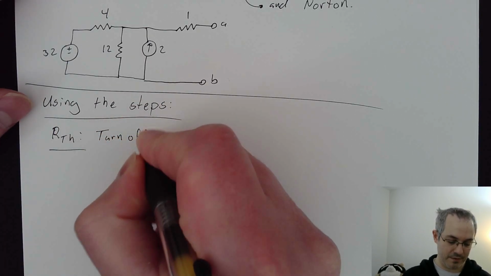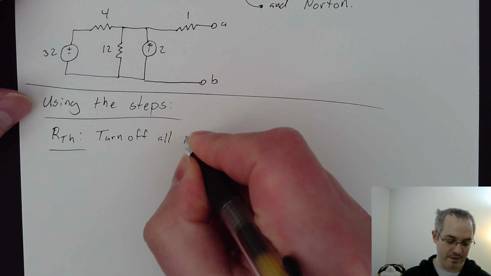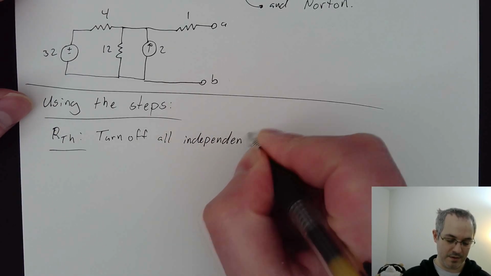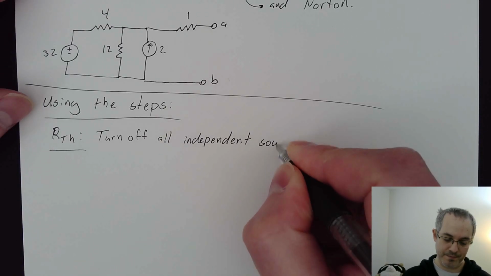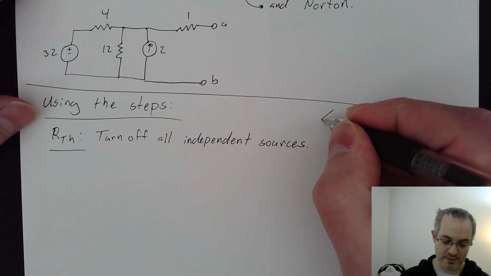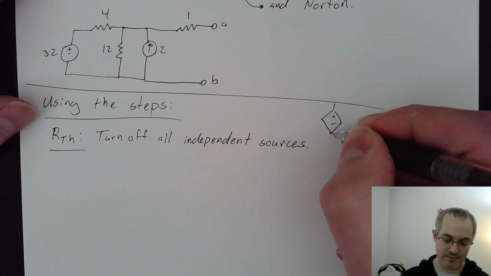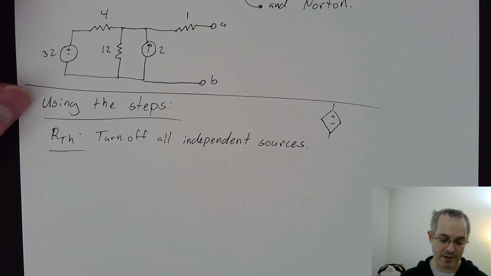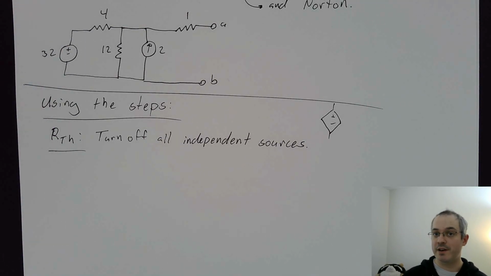Turn off all independent sources. So that means if we had dependent sources, like that, you don't turn that off, okay? You can't turn those off because they are dependent on something else. And if you turn it off, then you're saying that that thing, which it is dependent upon, is zero.